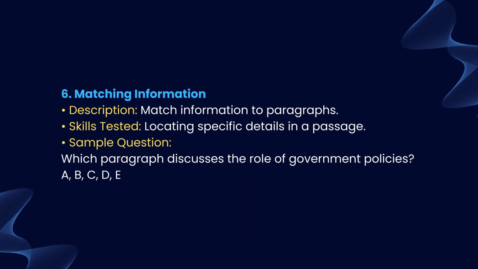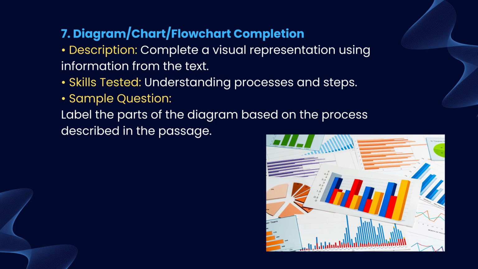6. Matching information. Description. Match information to paragraphs. Skills tested. Locating specific details in a passage. Sample question. Which paragraph discusses the role of government policies? A, B, C, D, E. 7. Diagram, chart, flowchart completion. Description. Complete a visual representation using information from the text. Skills tested. Understanding processes and steps. Sample question. Label the parts of the diagram based on the process described in the passage.